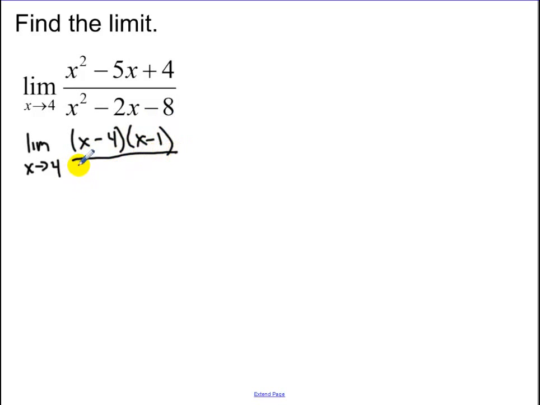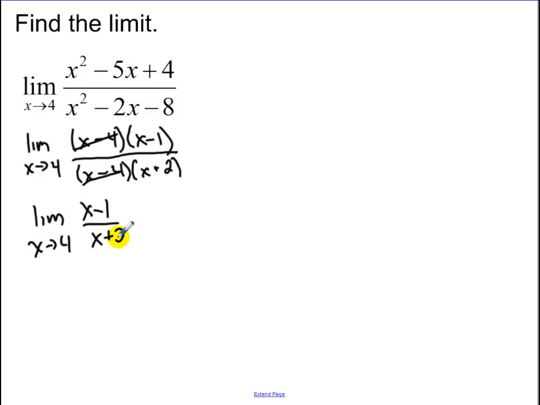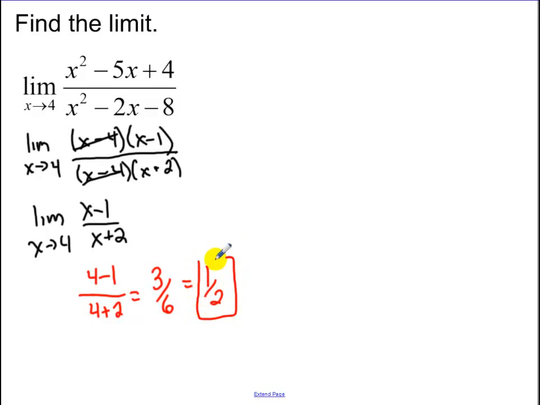And notice how I'm conveniently factoring to the factor that's going to hopefully go away. I know I have x minus 4 on the top, so hopefully I'm going to have an x minus 4 on the bottom. I do. So the x minus 4's cancel. So now we're really looking at the problem of this. And what I want you guys to actually show me, please show me the substitution of 4 minus 1 and 4 plus 2. So our limit is going to equal 1/2. Showing me the actual substitution of the 4 in for the x.